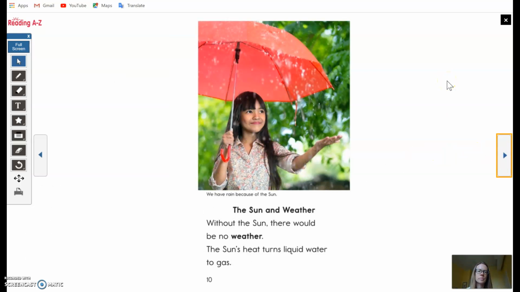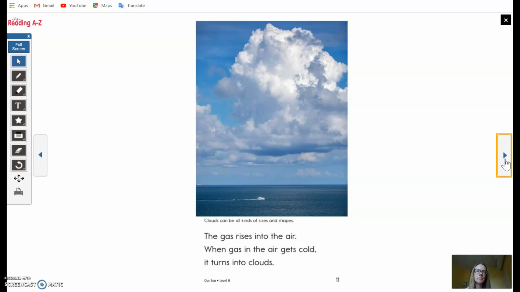Read this page. Let's read together. The sun and weather. Without the sun, there would be no weather. The sun's heat turns liquid water to gas. You read.